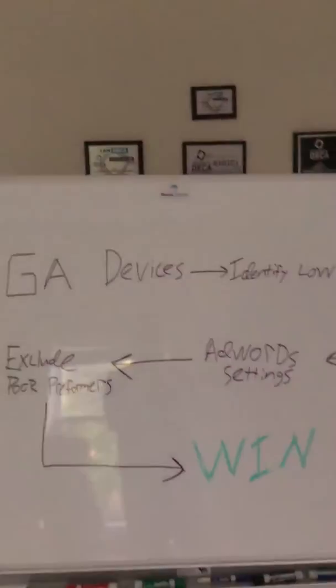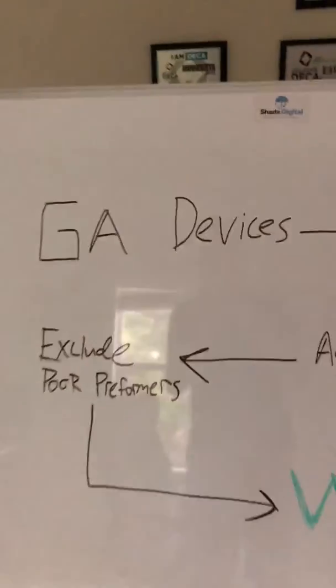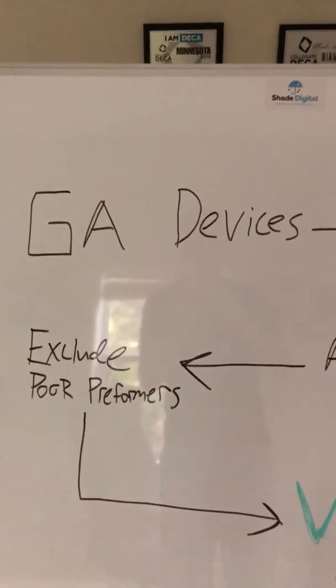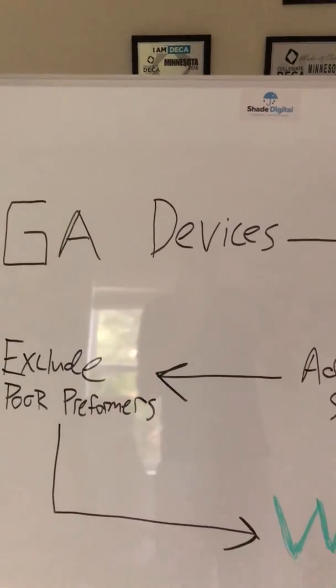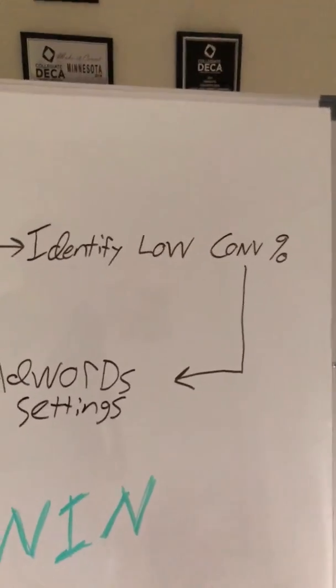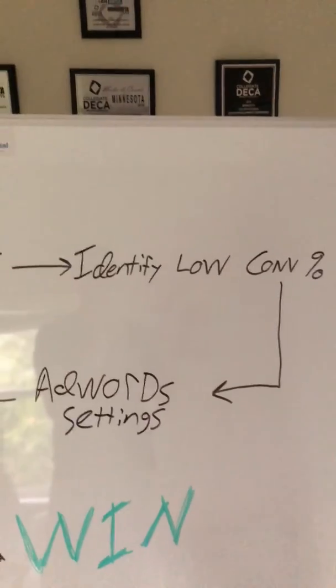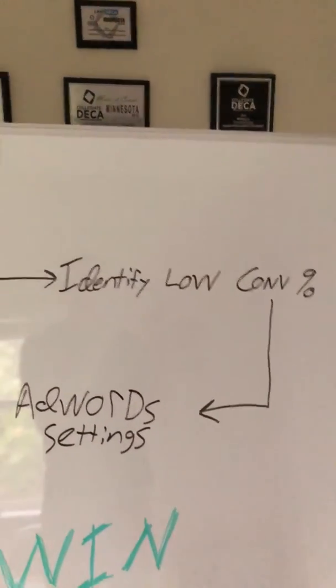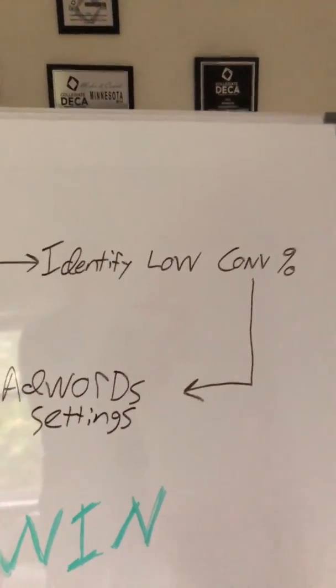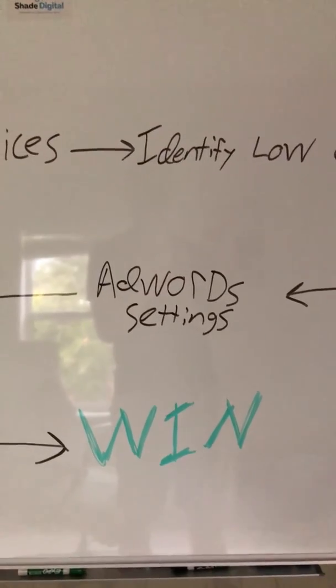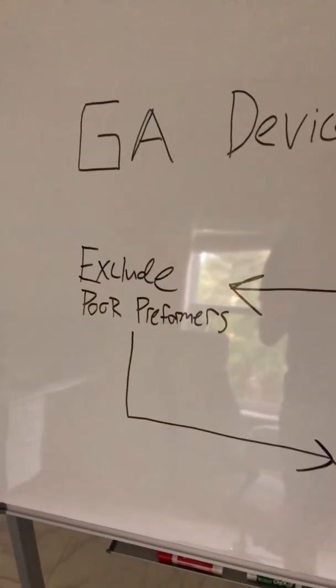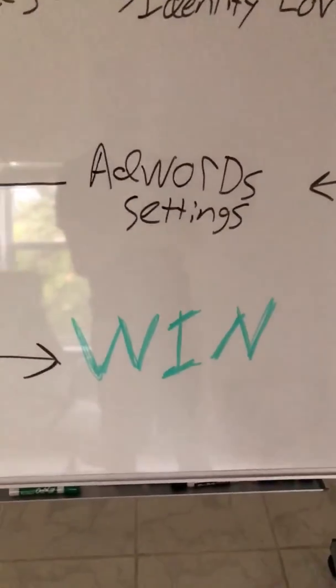And again, to flip this around, this is kind of what it looks like. Another hastily drawn thing here. Google Analytics devices report. Identify your low converters or your high converters, depending on whether you want to only target the high converters or exclude the low converters. Go to your AdWords settings, exclude the poor performers, and you win.